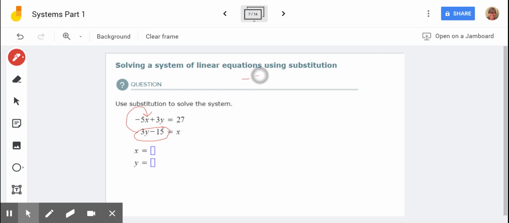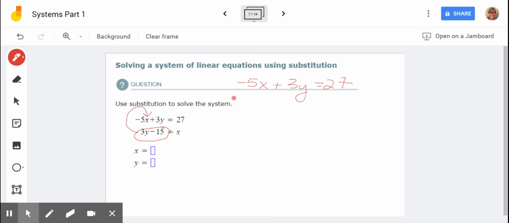Okay, so we're going to go -5 times 3y minus 15 equals 20. Oh, no. Sorry. You know what's a really good practice, and I think I'm going to employ that right now, is write the equation before you substitute in. So, ready? -5x plus 3y, just write it as it came, equals 27.